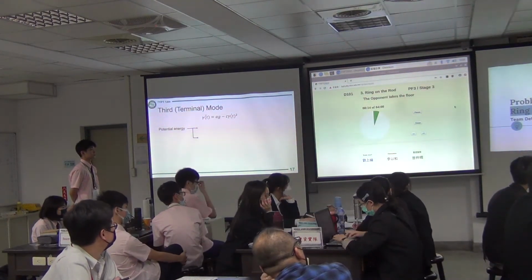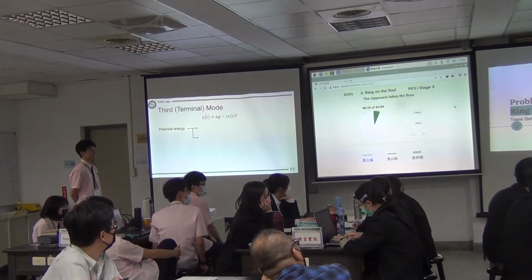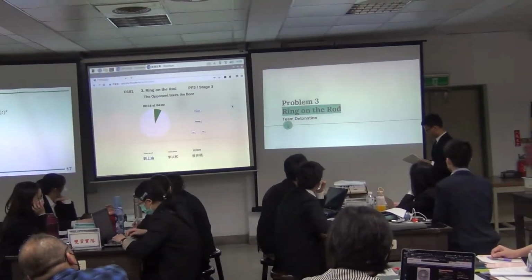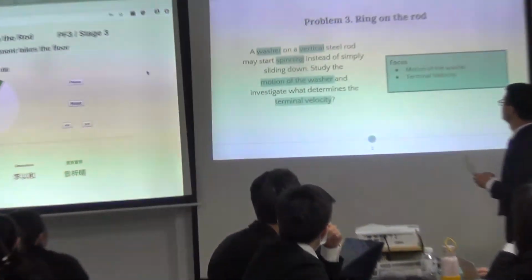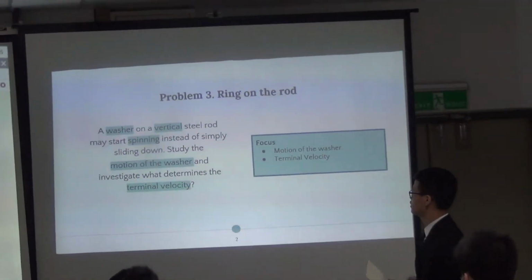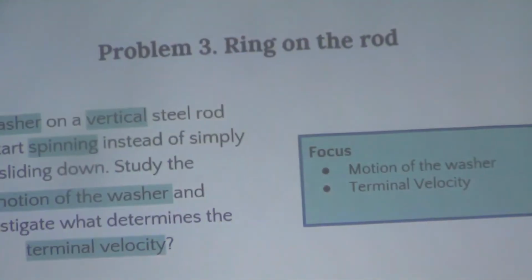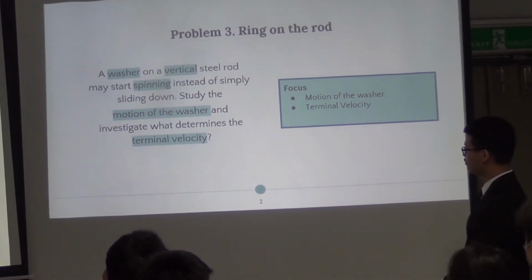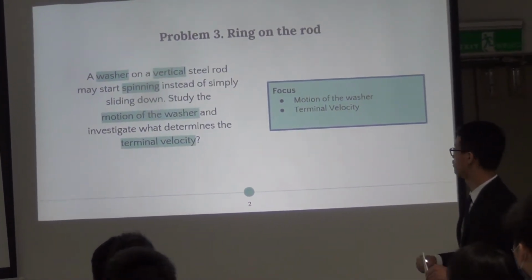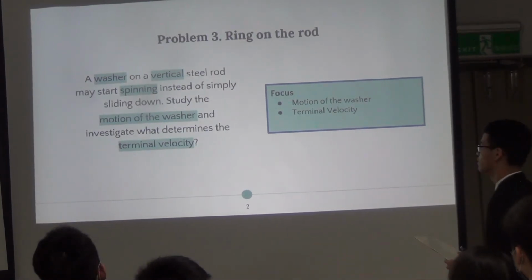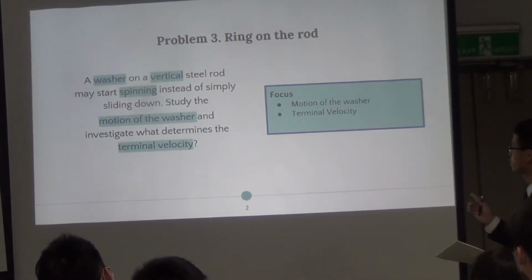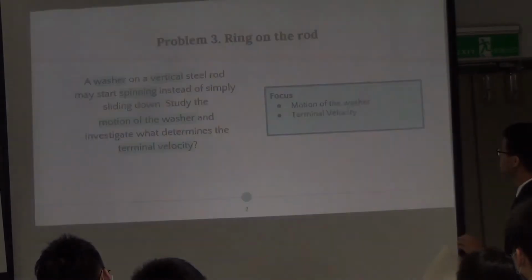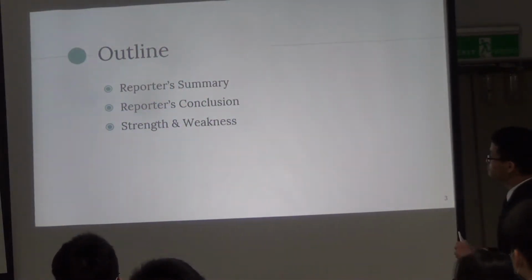Honorable judges and fellow competitors, I am the opponent for this examination, and I'll be presenting problem number 3. As the problem stated, a washer under a steel rod may start spinning instead of simply sliding down. Study the motion of the washer and investigate what determines the terminal velocity. So the main focus should be on the motion of the washer and the terminal velocity. And this is our outline.